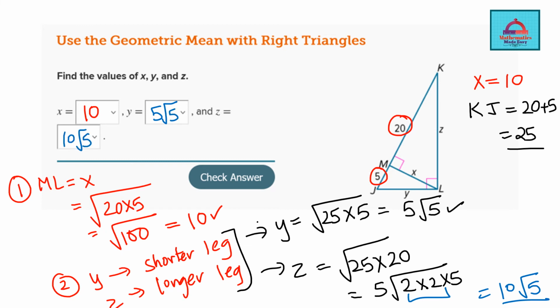So if you observe, we have solved the entire question. We've got all the values of x, y, z without using a calculator. So the method that we have used here is prime factorization. So practice more questions of this type so that you become expert in solving geometric mean theorem questions.